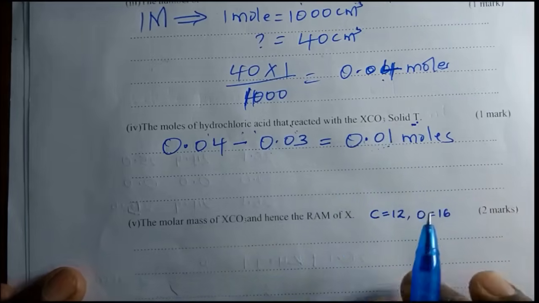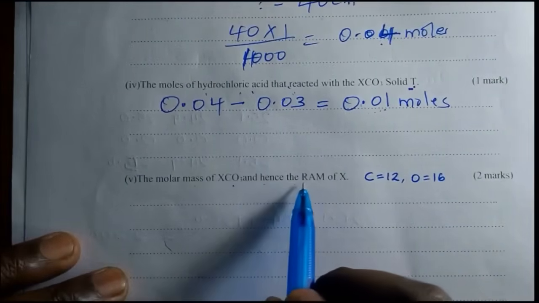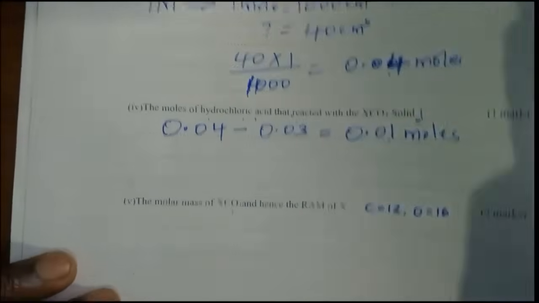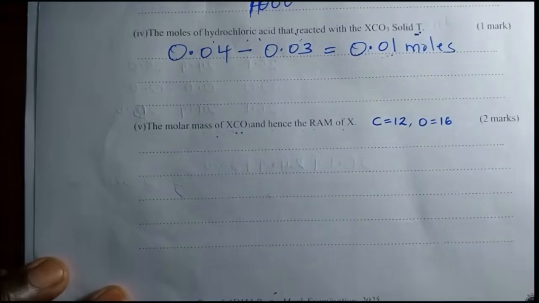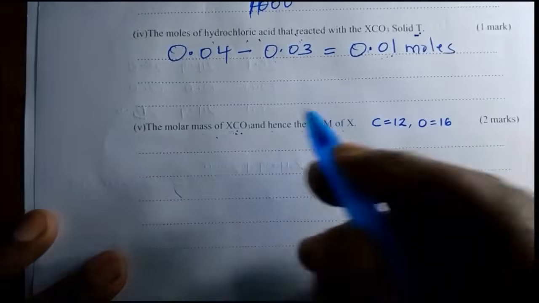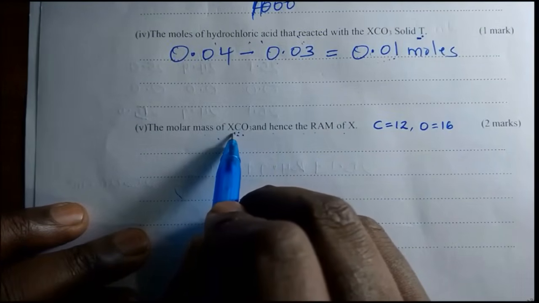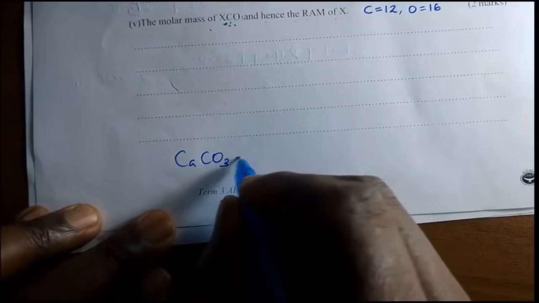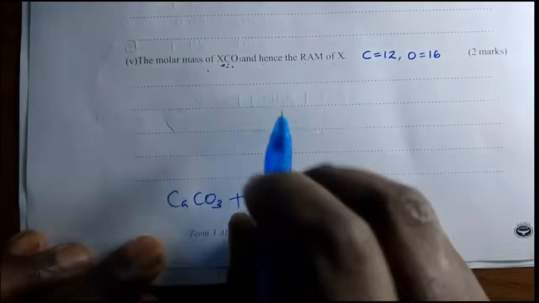Calculate the molar mass of X carbonate, hence the RAM of X. But before we calculate the molar mass, we need to know the number of moles of X carbonate. X carbonate reacts with HCl in which ratio? We were told that these are divalent, like calcium. Now you can write an equation somewhere like calcium carbonate plus even HCl or nitric acid, assuming that C2 was nitric acid.